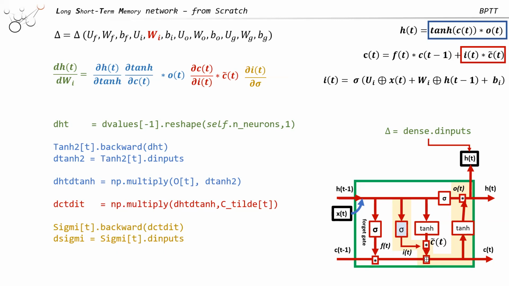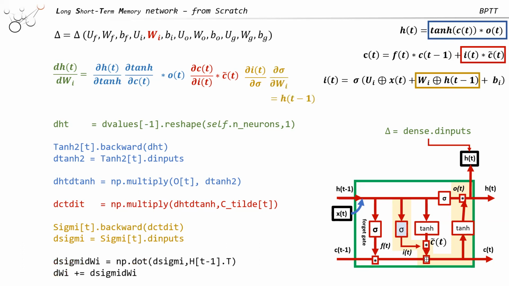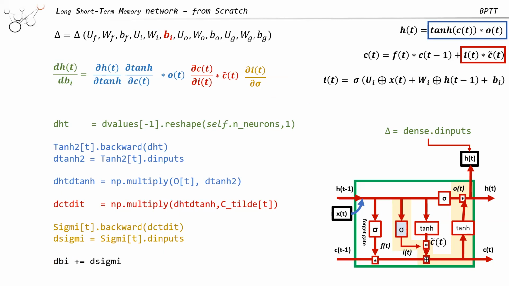For WI, it's again the same structure. The difference is just that we have an ht minus 1 at the end. And again, for the bias, the derivative gives us a 1. So we just add up the last derivatives.